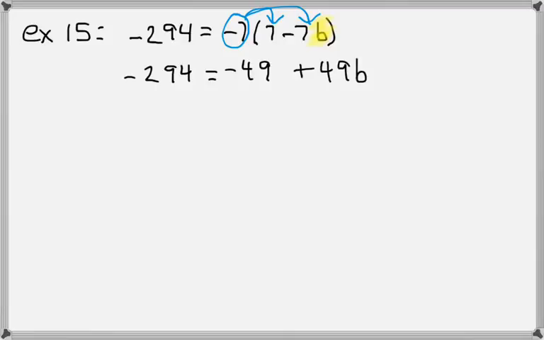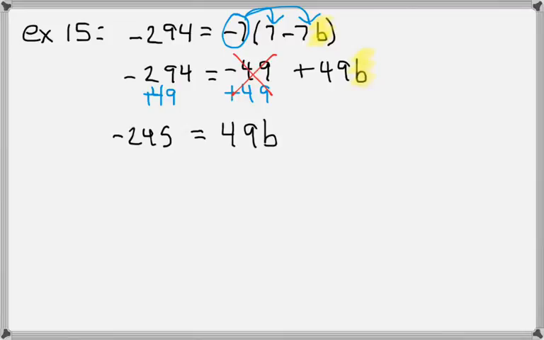Now from here, again, who are we trying to isolate? We're trying to isolate that b. That negative 49 is preventing it from being by itself, so let's send that negative 49 to the other side by adding 49. So negative 294 plus 49 gives us a negative 245, and that is equal to negative 49 plus 49, which is 0. That cancels out, leaving us on the right there with a 49b.